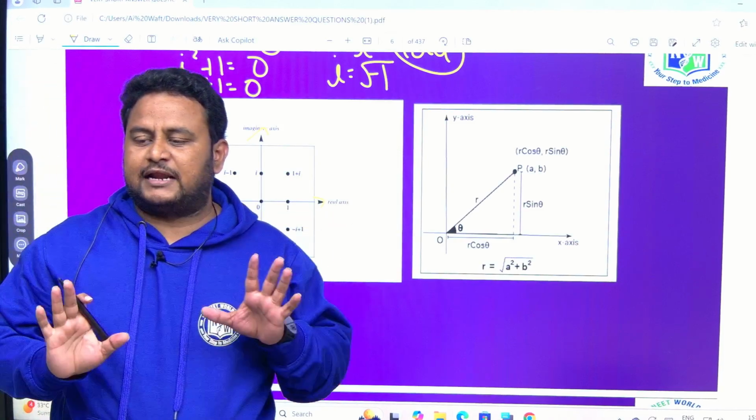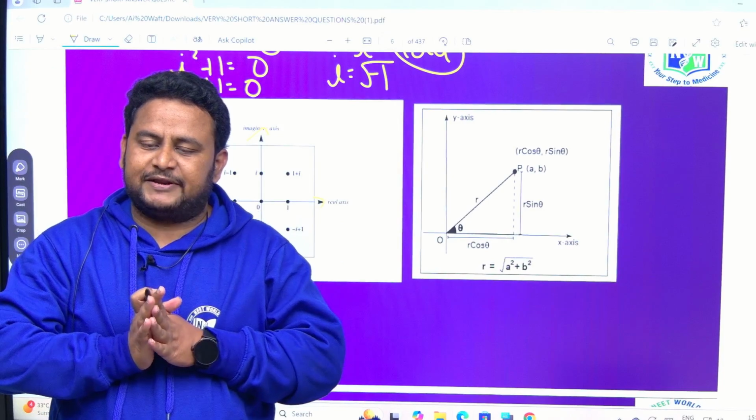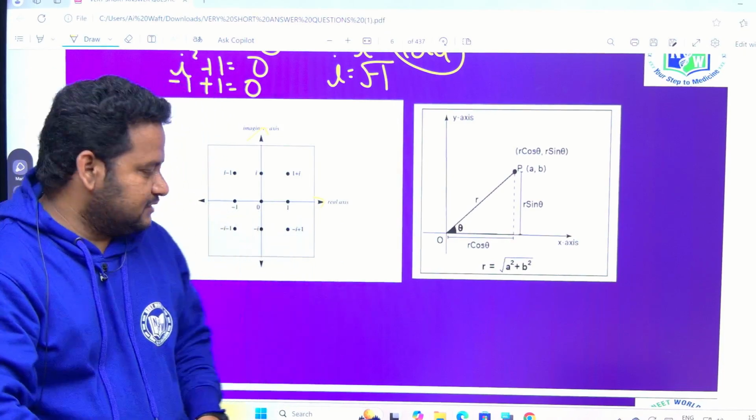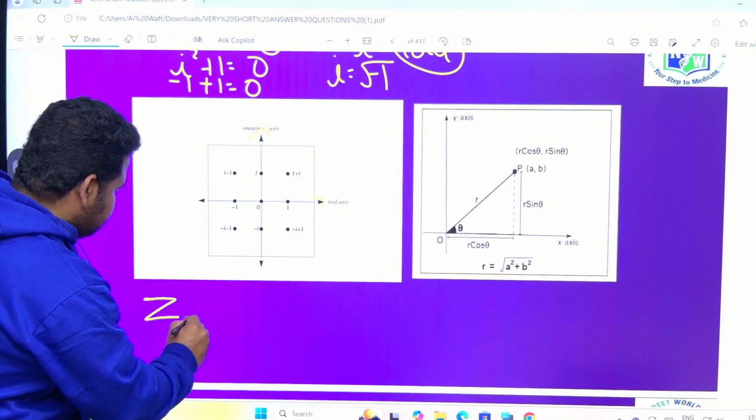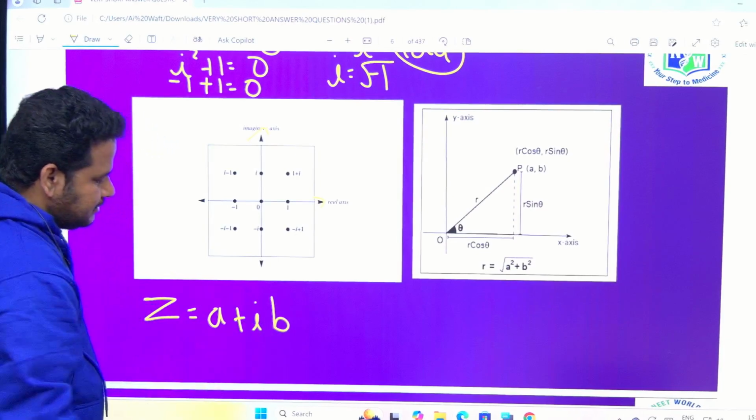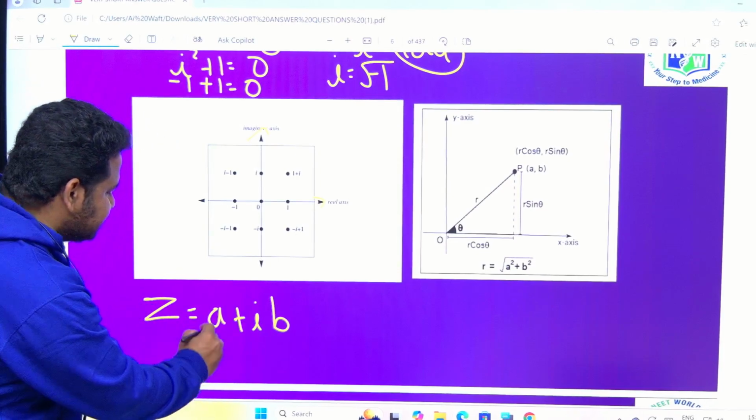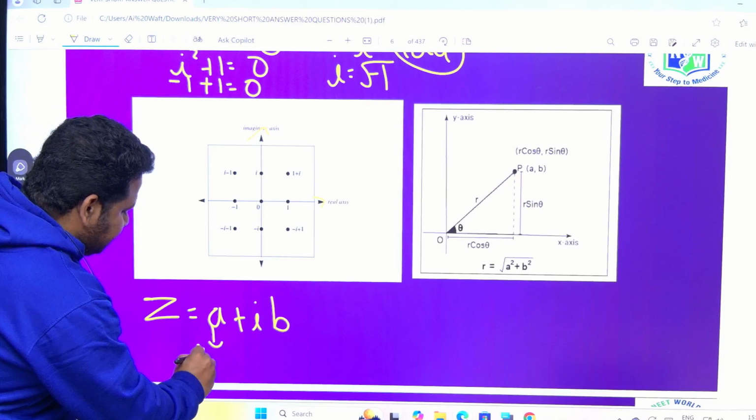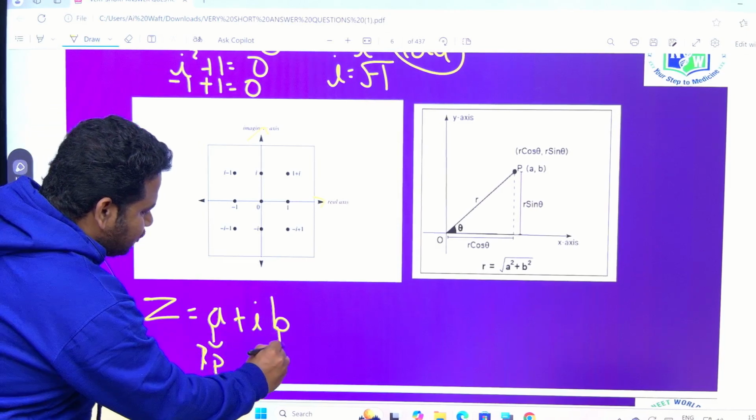How do you represent a complex number? We represent a complex number by the alphabet Z and we write it as a plus ib, where a is the real part and b is called the imaginary part.